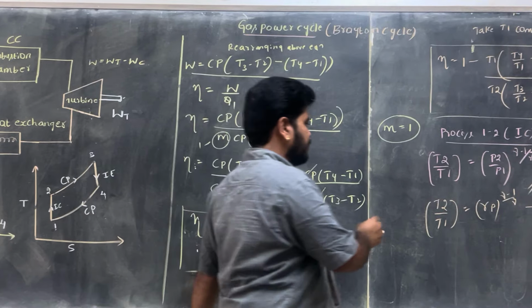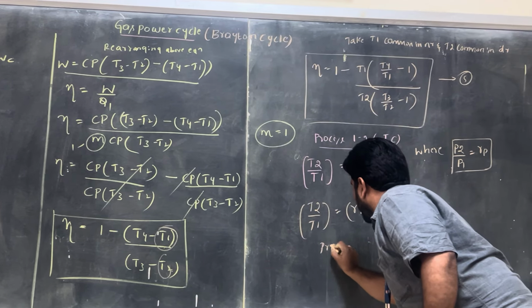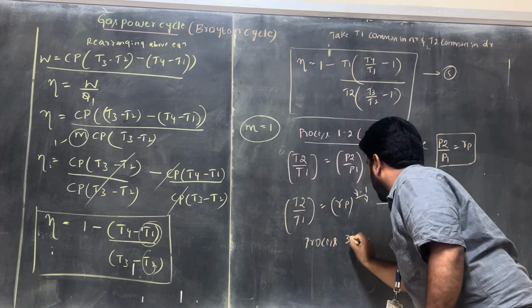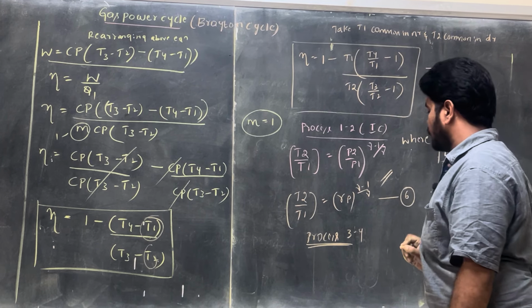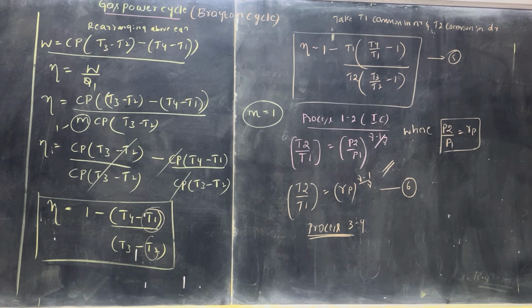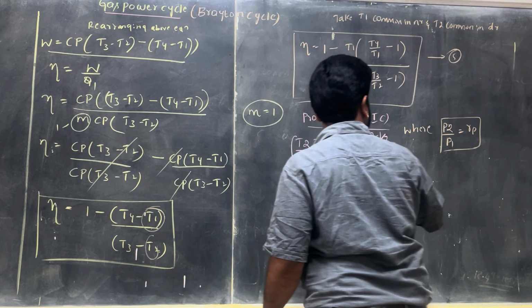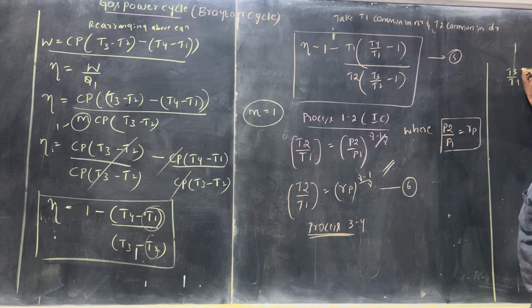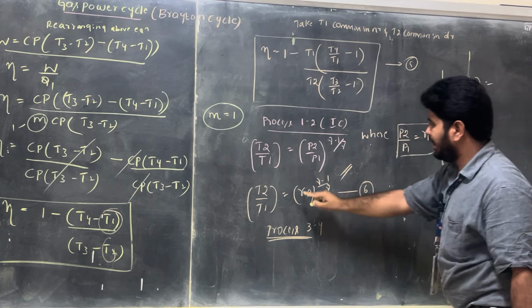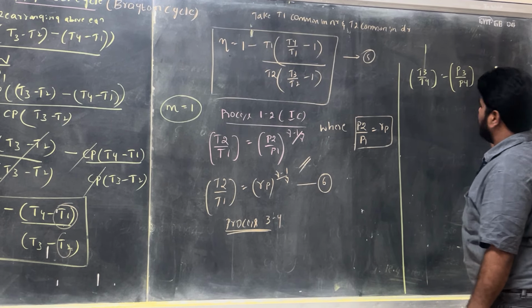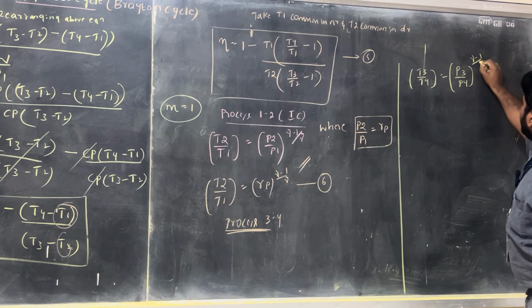Now I will take process expansion. Process is from 3 to 4. From process 3 to 4, I should take the TP ratio again, that is T3 by T4, similar, same procedure. T3 by T4 is equal to P3 by P4 to the power of gamma minus 1 by gamma.